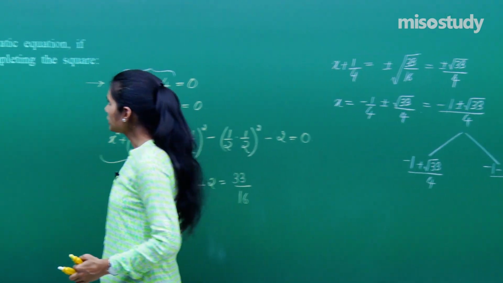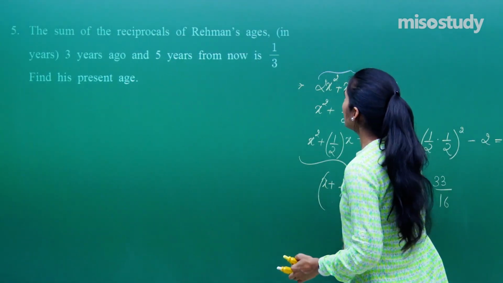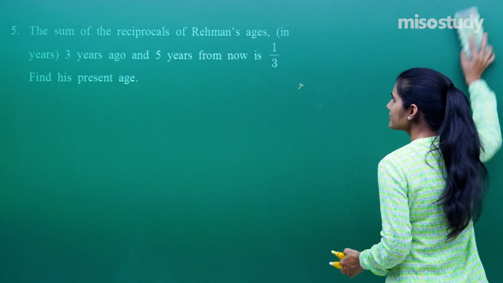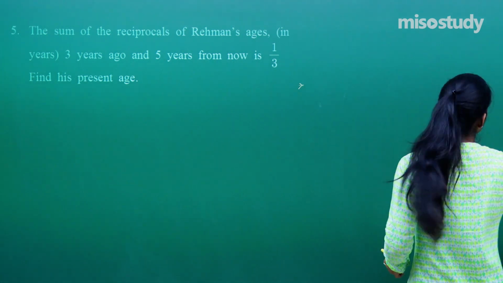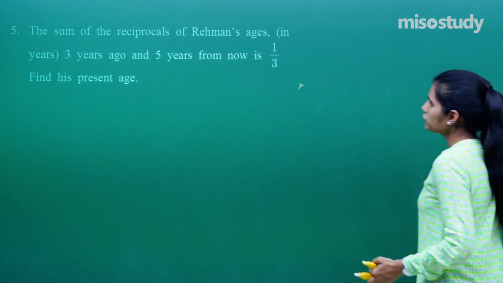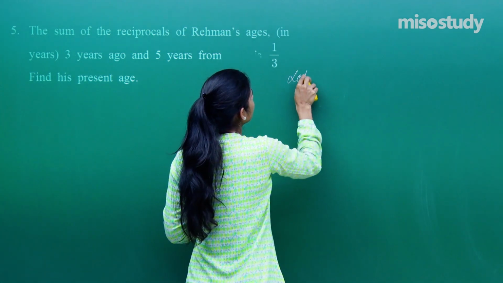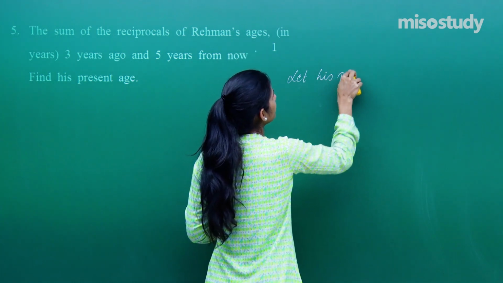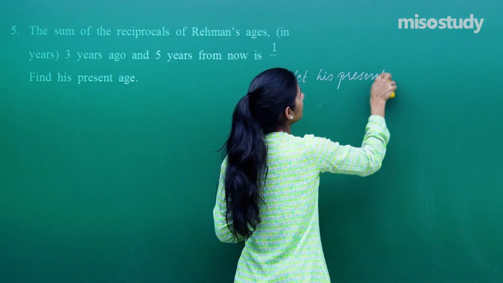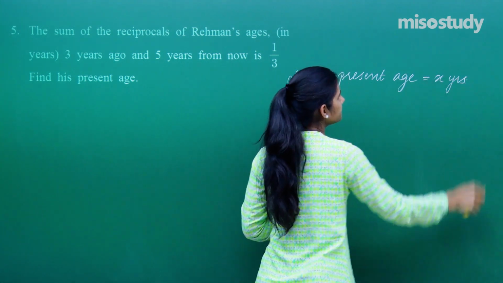Next question says: the sum of the reciprocals of Rahman's age 3 years ago and 5 years from now is 1 by 3. Find his present age. What is the question trying to say? We need to find the present age. I am saying let his present age be equal to x years.